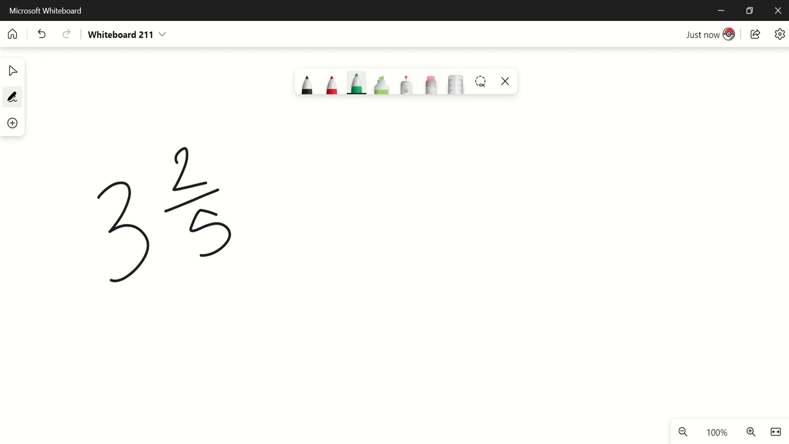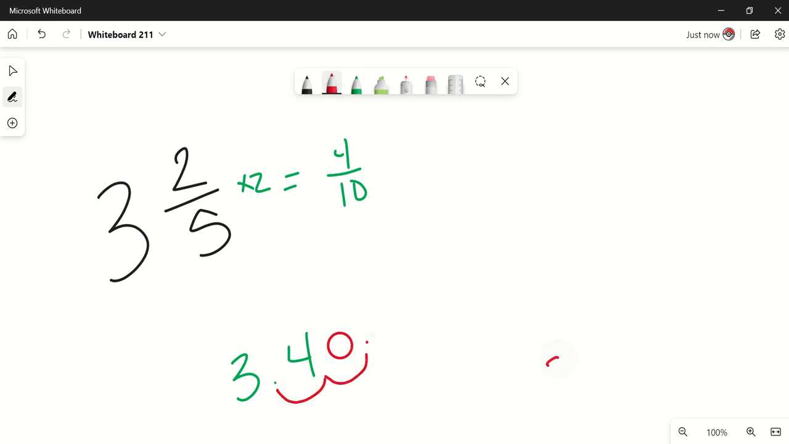Now, this one's not going to be as easy to turn into a decimal. There are some shortcuts. So let's do the opposite of what we did last time. So we can still do 3 and 2/5. If I multiply both of these by 2, it would be 4/10. So it'd be 3.4. Again, decimal to a percentage, you jump twice. This would be 340%. So there was that way.